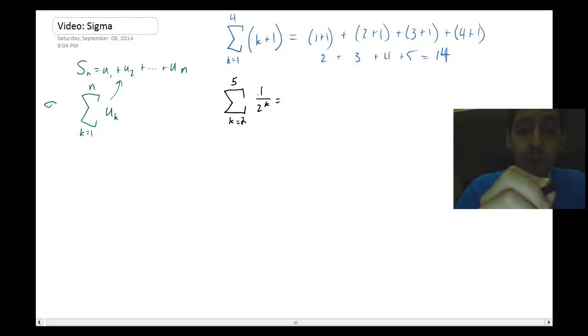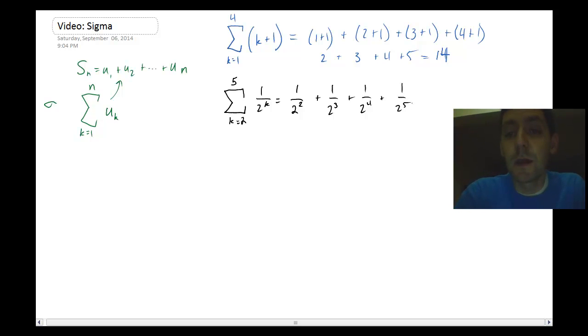Alright, so hopefully you've tried it out, and hopefully you did this. Hopefully you went 1 over 2 to the first, k is 2, so 1 over 2 to the 2, and then plus 1 over 2 to the 3, plus 1 over 2 to the 4, all the way up to 5, so plus 1 over 2 to the 5th, and then you can put all that together.